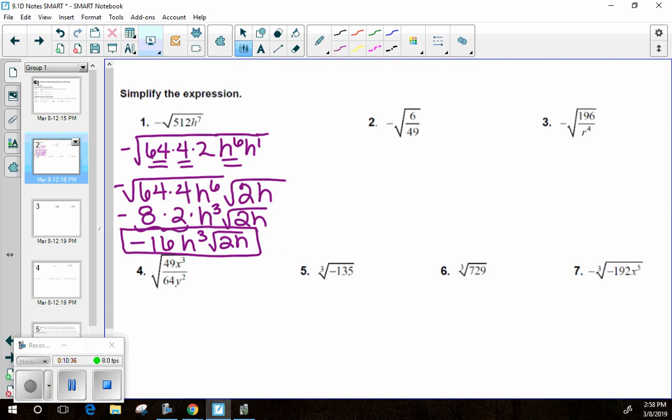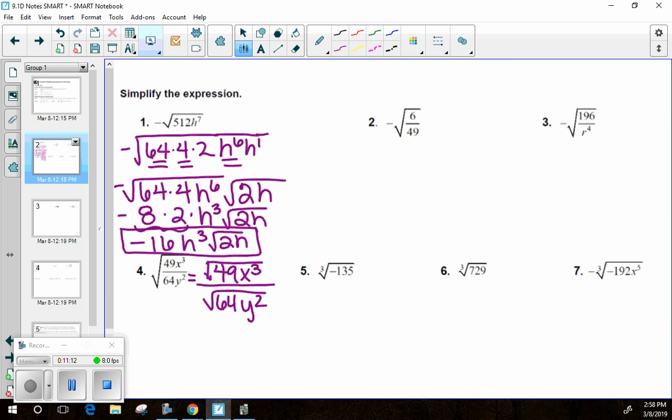So first of all, is there anything that can reduce in that fraction since they're both on the inside? 49 over 64, does anything go into both of those? Anything that goes into both 49 and 64? No, right? What about x and y? These are different variables, so we can't. But that's a good thing to check for, just to be sure. A lot of times, that can make our work a lot easier. Okay, so then the other thing is we can't leave a fraction inside. So we'll split this up. We'll take the square root of the numerator over the square root of our denominator.